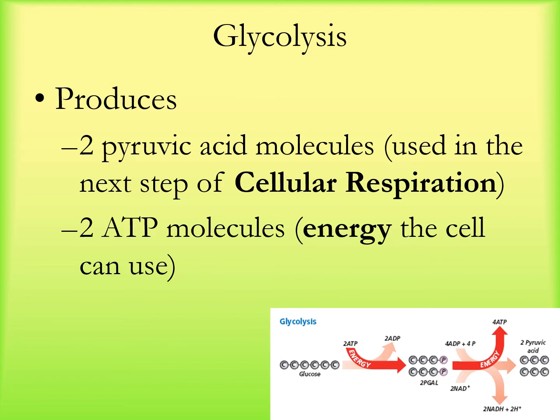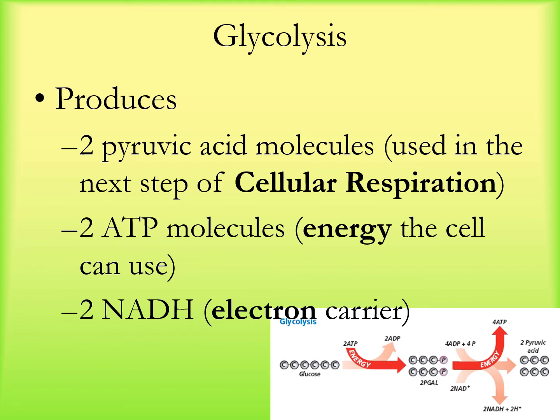Take note, it produces 2 ATP, adenosine triphosphate, and that is an energy. And it produces also 2 NADH, or 2 nicotinamide adenine dinucleotide with hydrogen. That is an electron carrier. So all in all, we have 2 pyruvic acid, 2 ATP, and 2 NADH in the process of glycolysis. That is the first cycle.